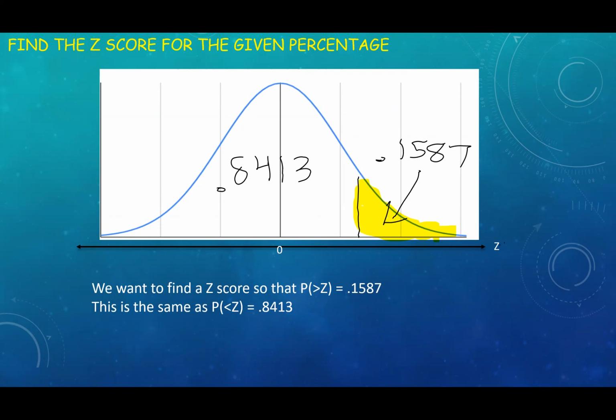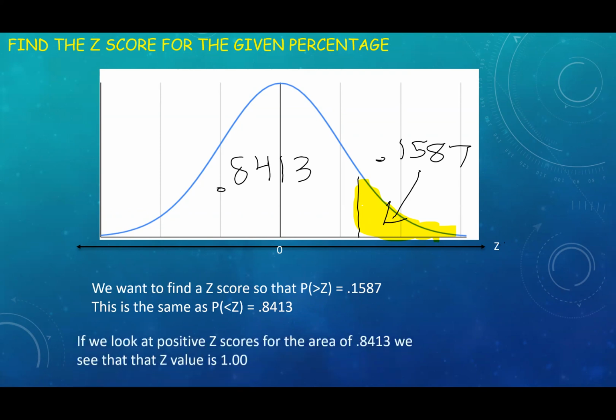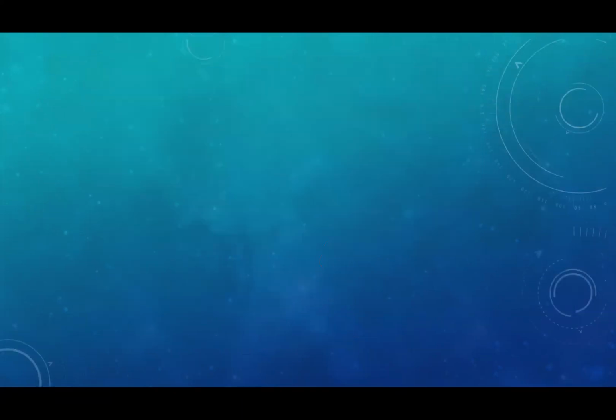So we find 8413 in the table, and the corresponding z-score is 1.00 right there. Okay, so the z-score for a probability of the z being less than or equal to 84.13% is 1.00. Okay, let's try another one.